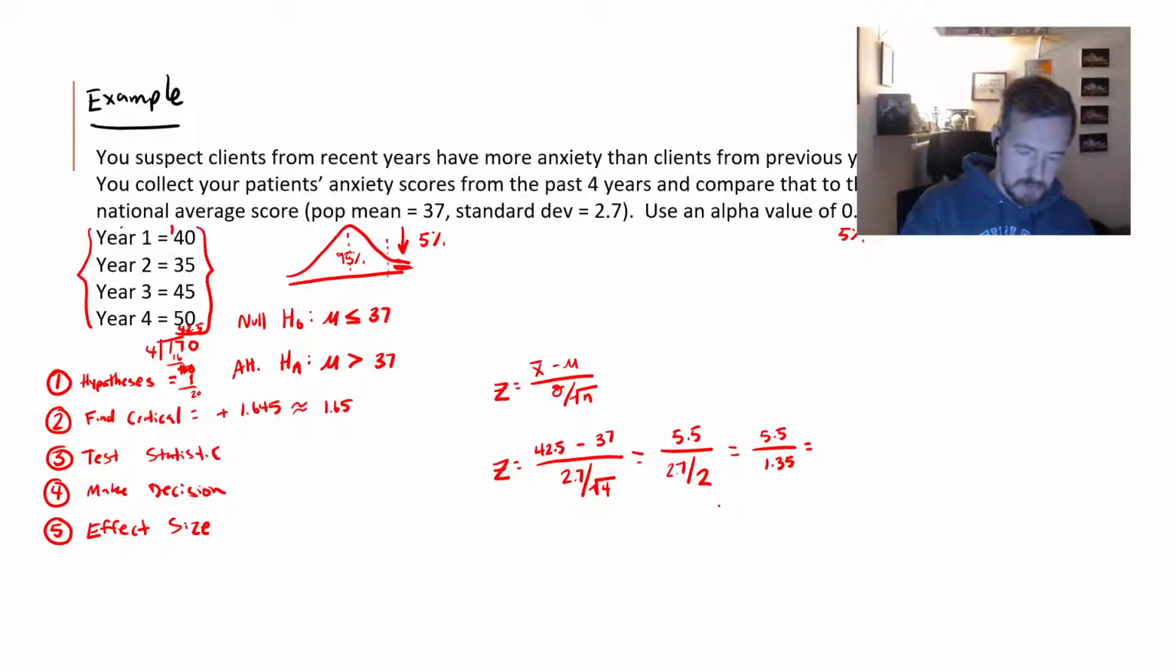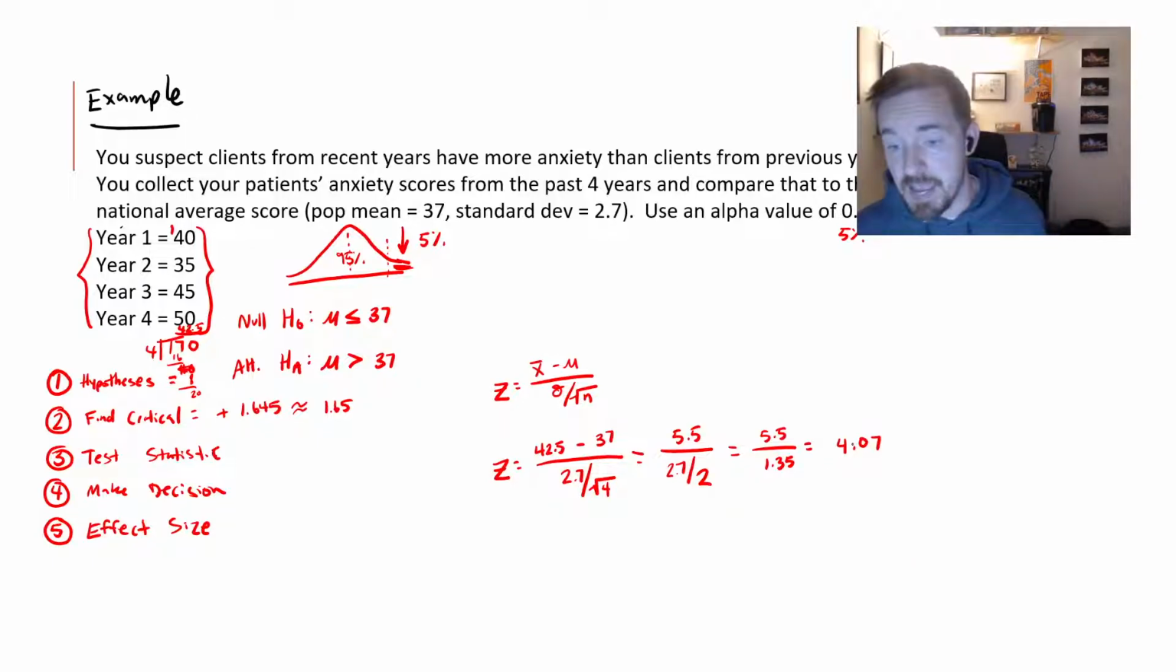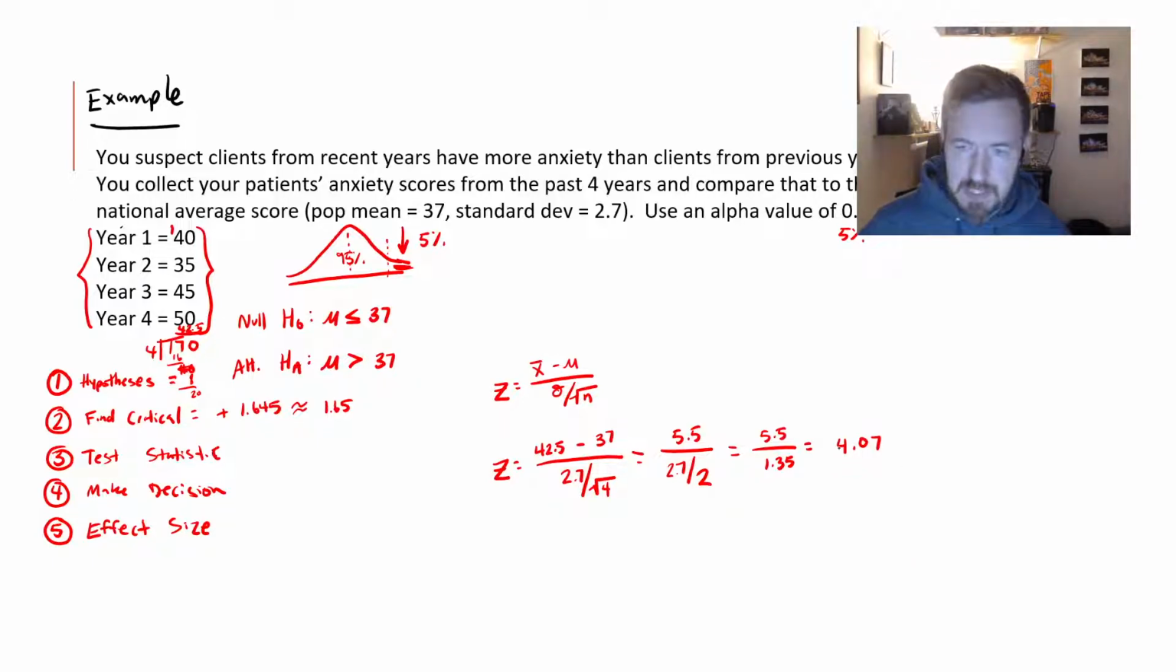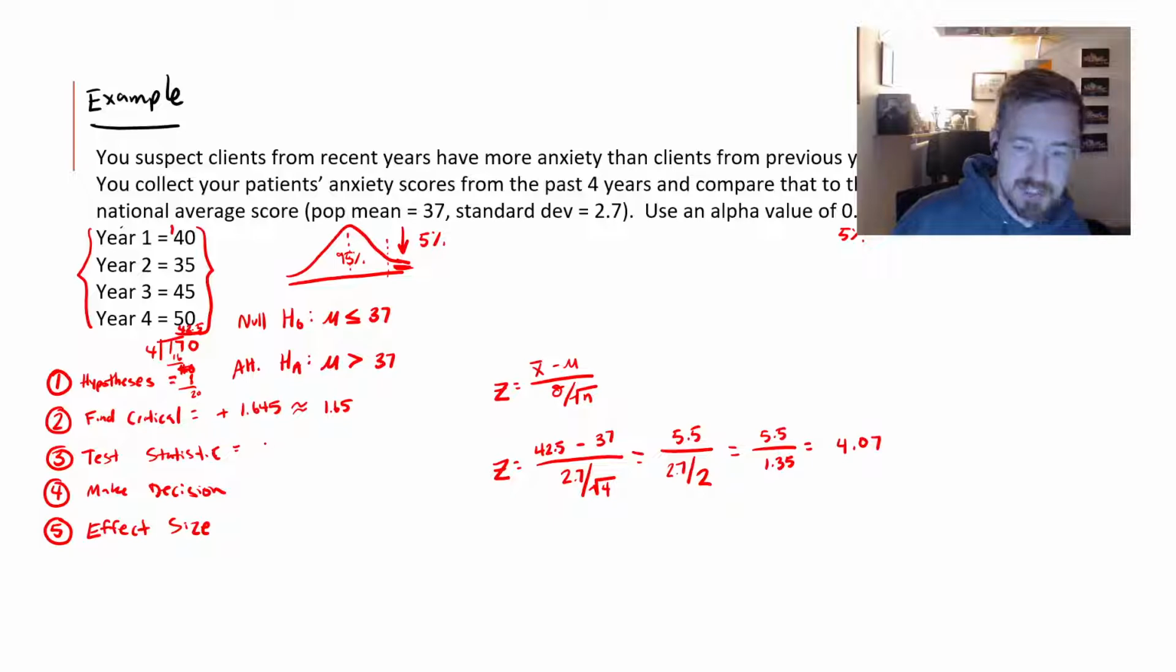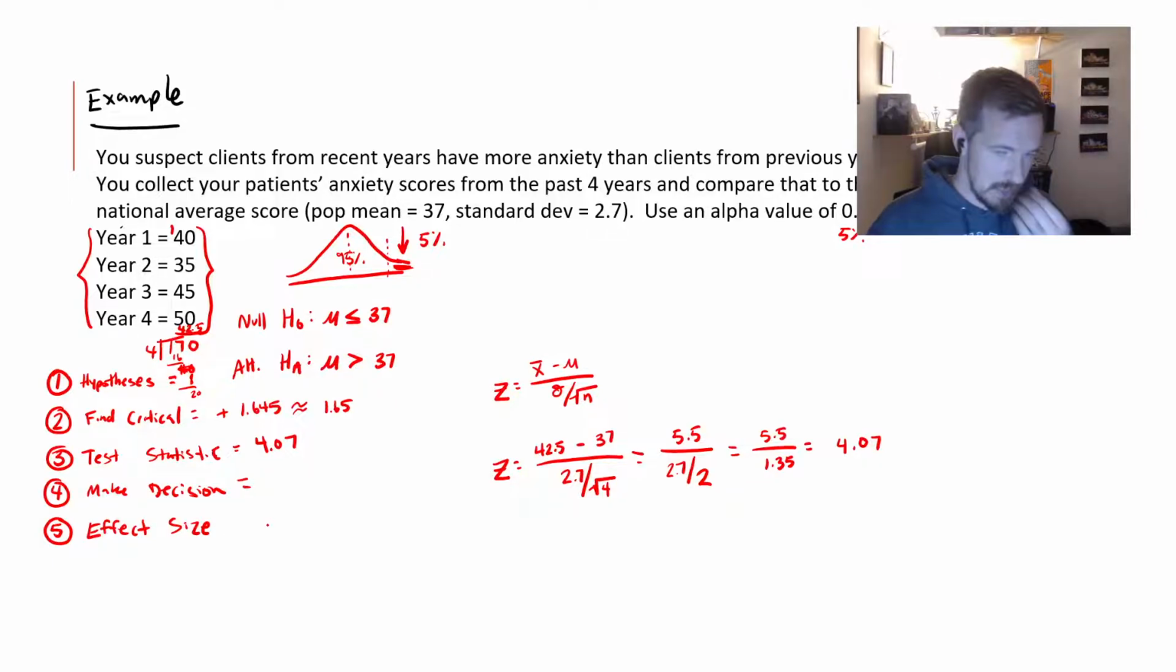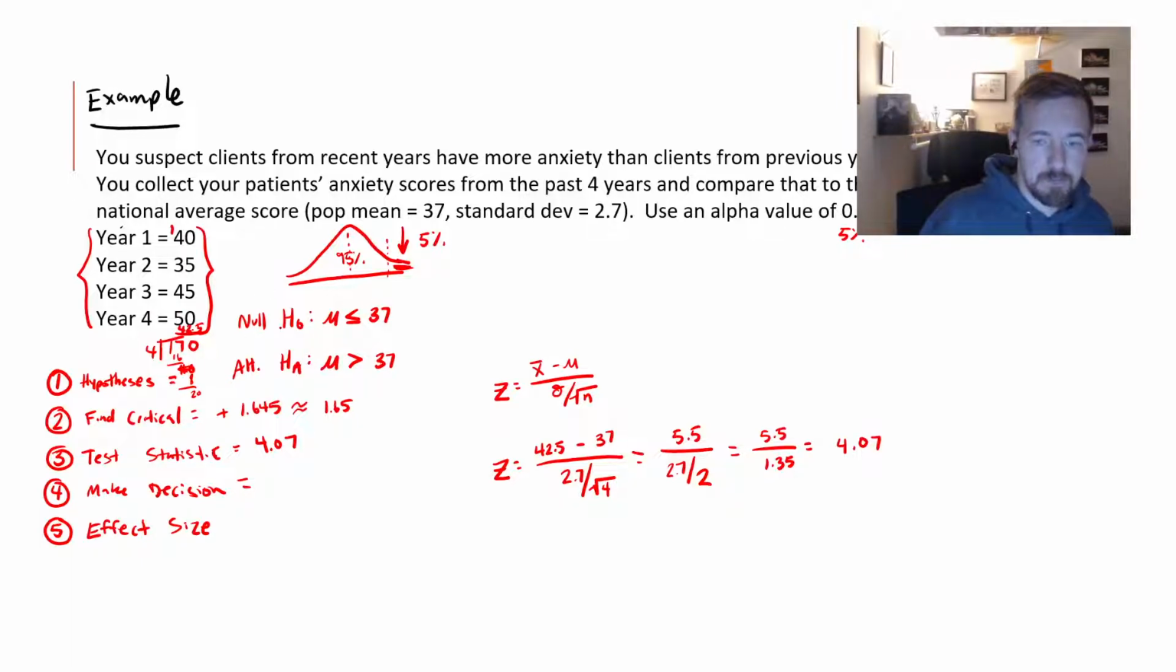And so now 5.5 divided by 1.35 is going to give me 4.07. So that is my Z obtained. That is the Z score that I'm going to be using as my test statistic, 4.07. And now it's time to make a decision. So what do we do? Do we reject the null or fail to reject the null? What do we do about this null hypothesis?